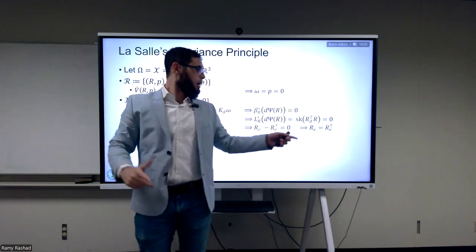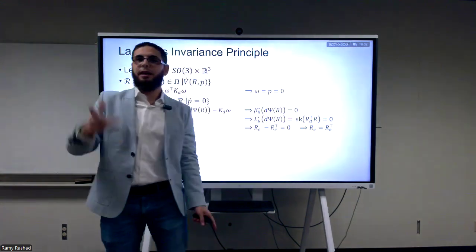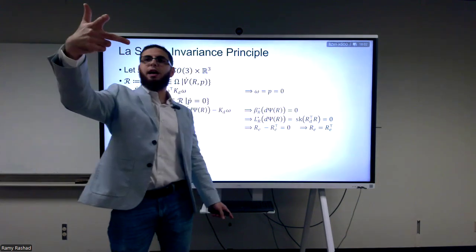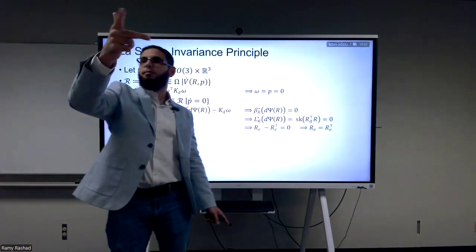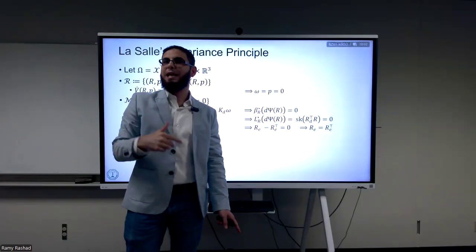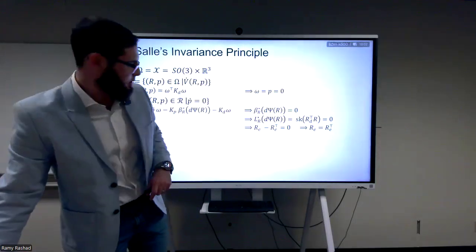But there's another case where RE is equal to a rotation around the Z by 180 degrees. If you rotate around the Z by 180 degrees, you get this matrix. Let me write it down.